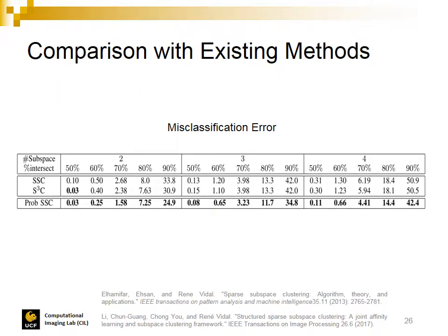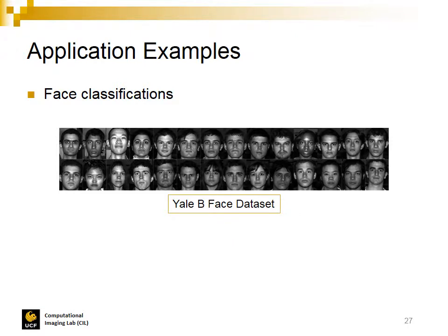The complete summary of average misclassification error over 20 independent trials is shown in this table for the synthetic data that we just explained. The first application we use here is face clustering. It is shown that images of an object under varying illumination lie in a low-dimensional linear subspace of up to 9 dimensions. We use face images from the Yale dataset here to show the result of subspace clustering.